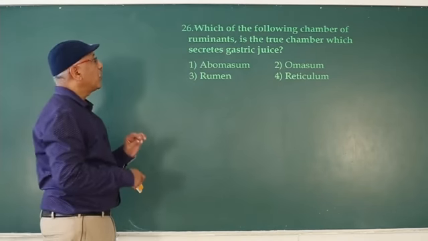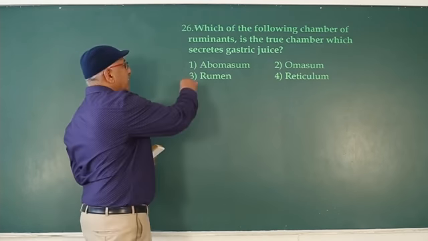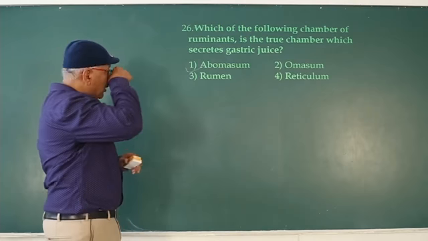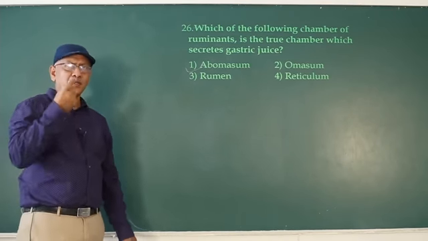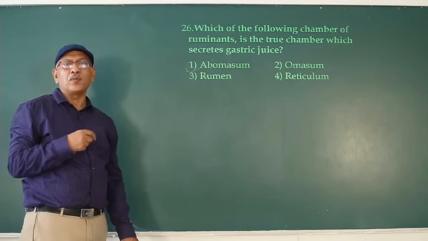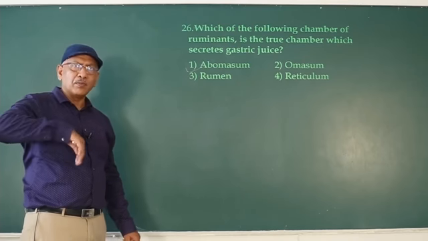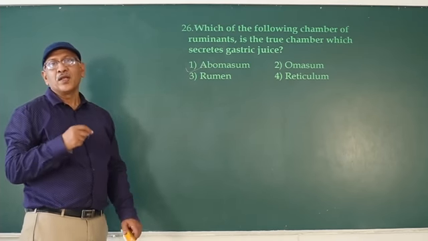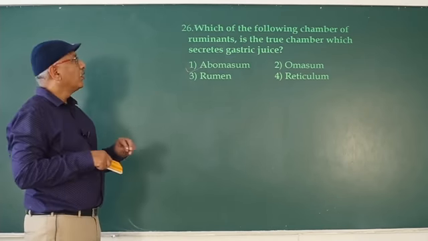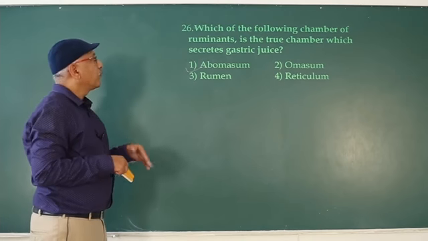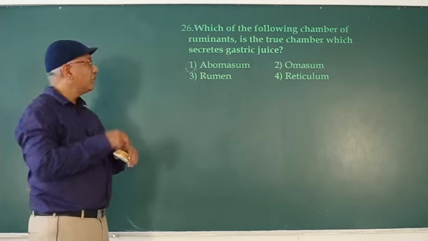Next question: which of the following chambers of a ruminant is the true chamber with secretion of gastric juice? That is the abomasum. The abomasum secretes gastric juice in ruminants. Ruminant means they never masticate properly at first. They swallow the semi-masticated food, and later by regurgitation they bring it back into the buccal cavity. Again they perform mastication, so they are known as ruminants. Buffalo, cow, they are all ruminants.